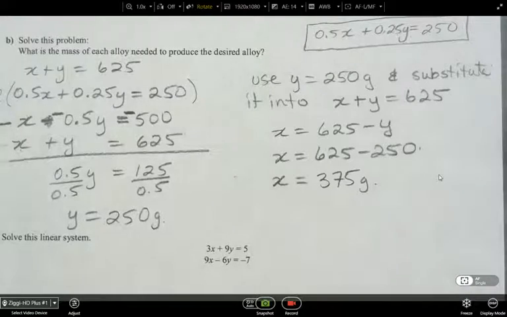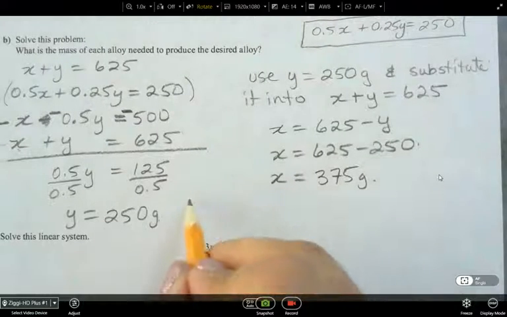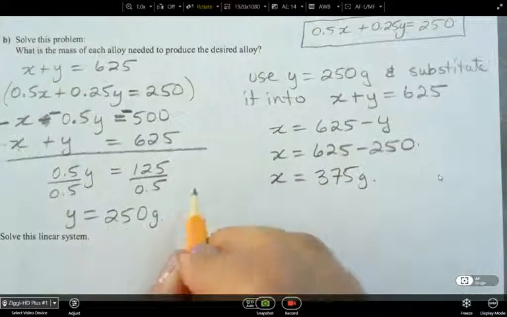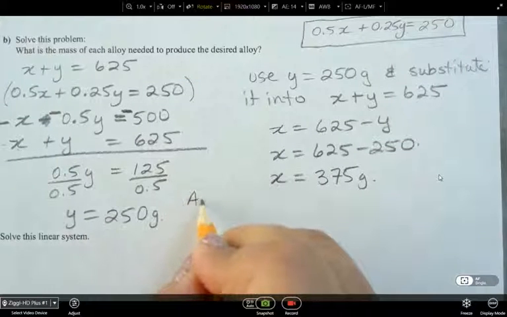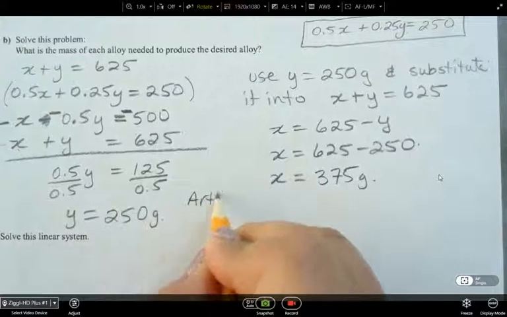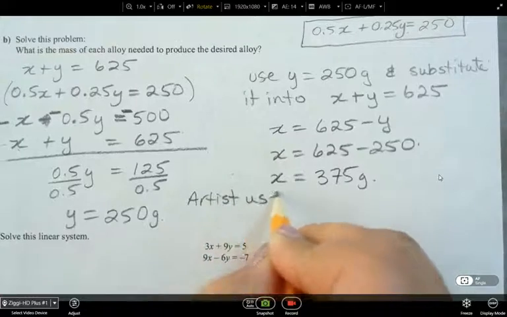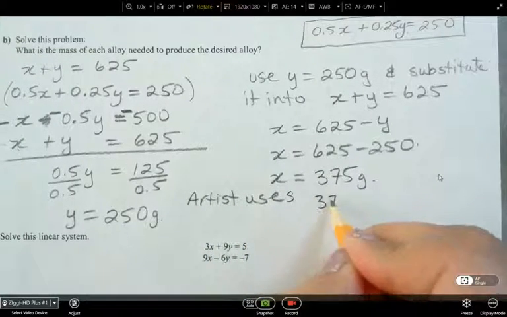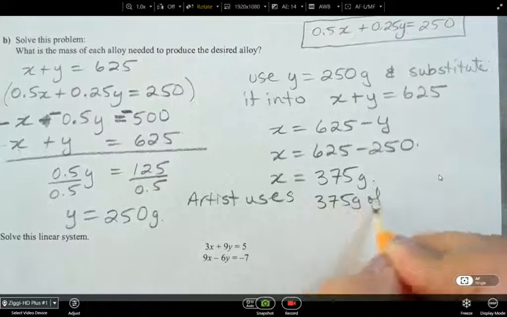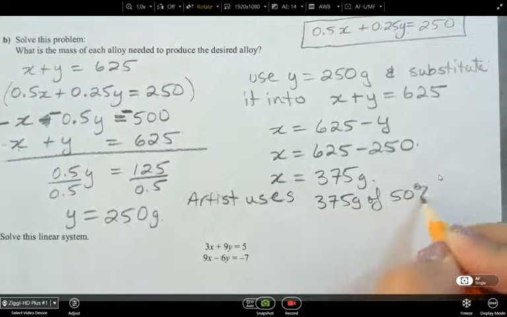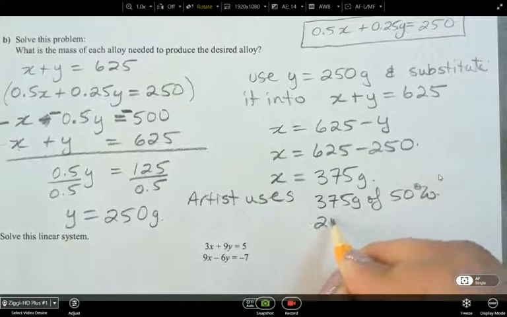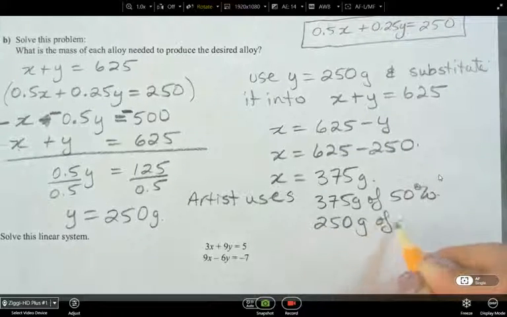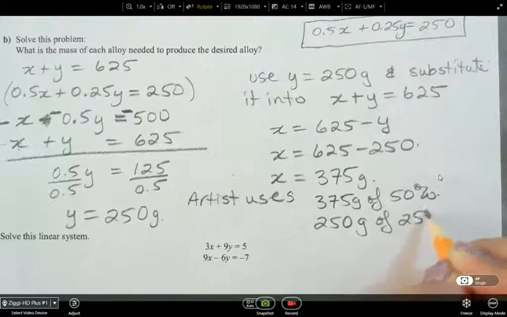Okay, so now let's write a statement so that we can be more clear with our answer. So the artist uses 375 grams of the 50% alloy and 250 grams of the 25% alloy.